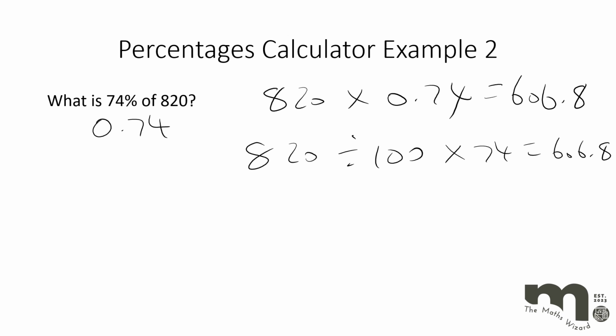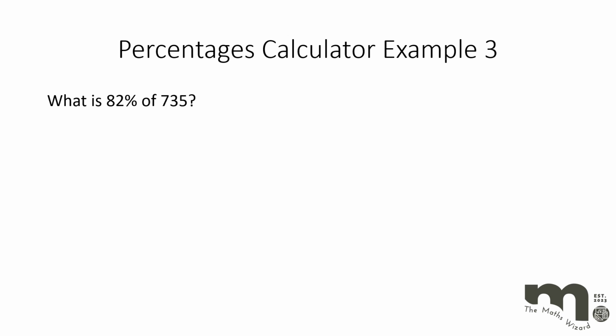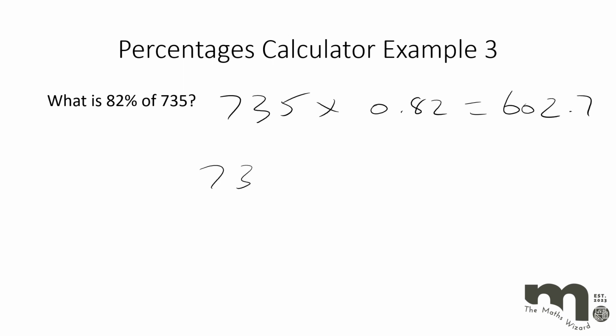Okay, we'll have a look at one more example then, and then I'll give you some questions to practice with. So this time we're doing 82% of 735. So we can do 735 times 0.82. That will get us to the answer, which is 602.7. Or we can do 735 divided by 100 to get 1%, times 82. And that will give us our 82%.